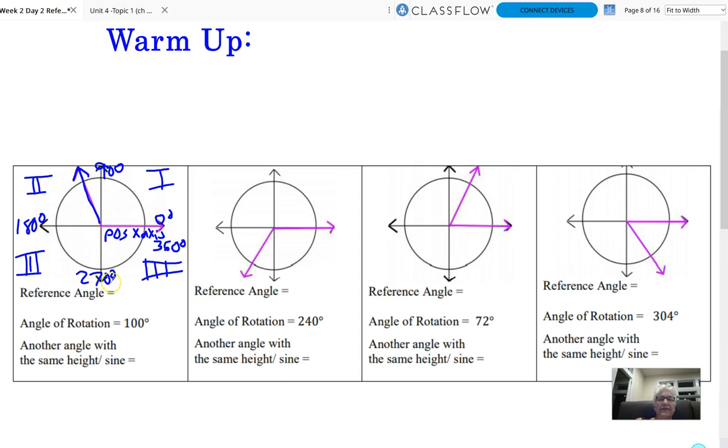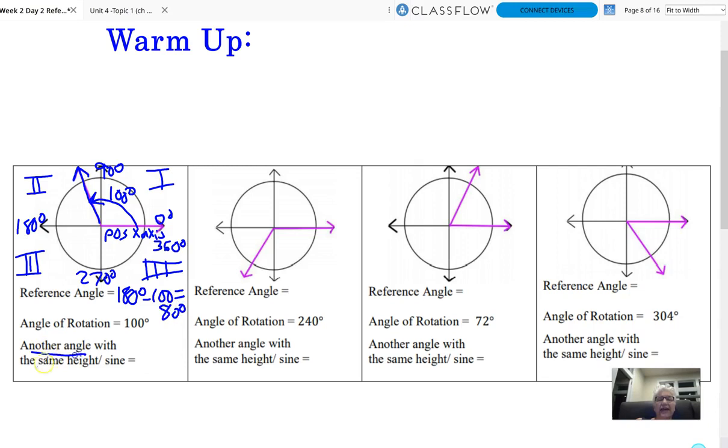My angle happens to be in quadrant 2. It says it's an angle of rotation of 100, so starting from that initial ray to the terminal ray is 100 degrees. To find the reference angle, since you didn't make it all the way to 180 degrees, it's going to be 180 minus 100, and that's going to give you 80 degrees.